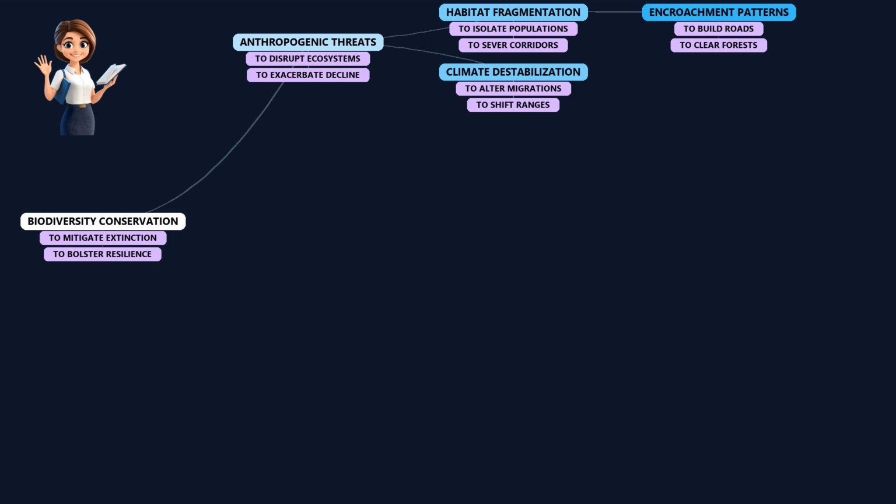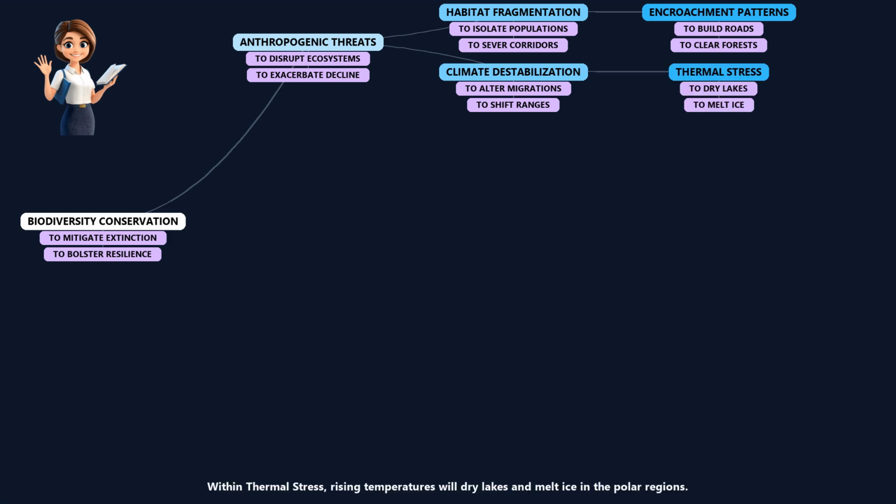Thermal stress. Within thermal stress, rising temperatures will dry lakes and melt ice in the polar regions. In other words, the heat is removing the water and frost that animals like polar bears and frogs need to survive.